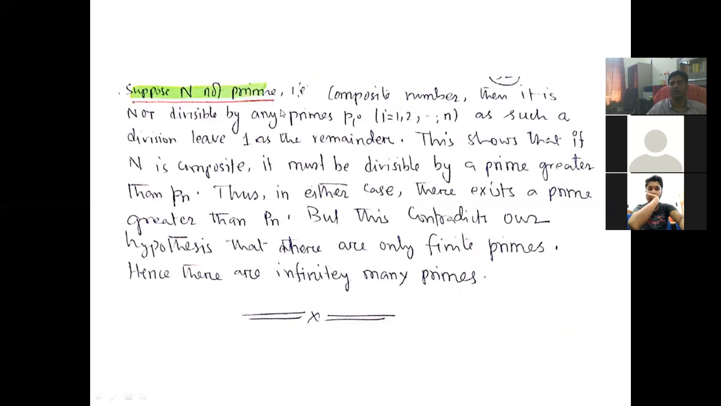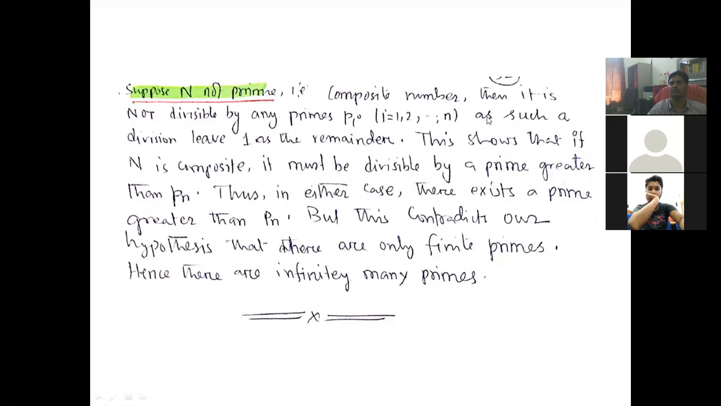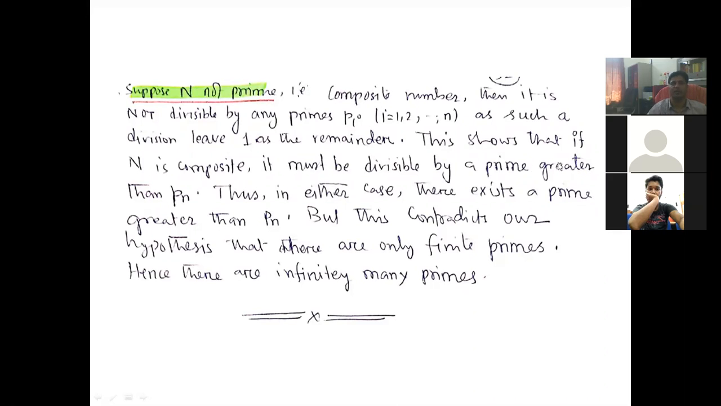Okay. Suppose N is not prime, that is composite number. Then it is not divisible by any primes pi, as such a division leaves 1 as the remainder. Okay. कोई भी p1 p2 से divide नहीं होगा. Otherwise, you will get remainder 1. This shows that if N is composite, it must be divisible by a prime greater than pn.